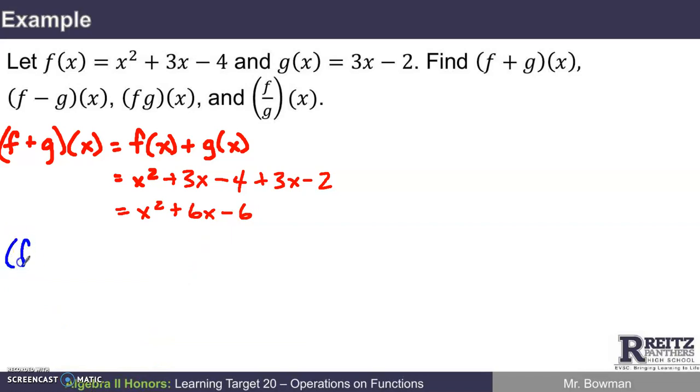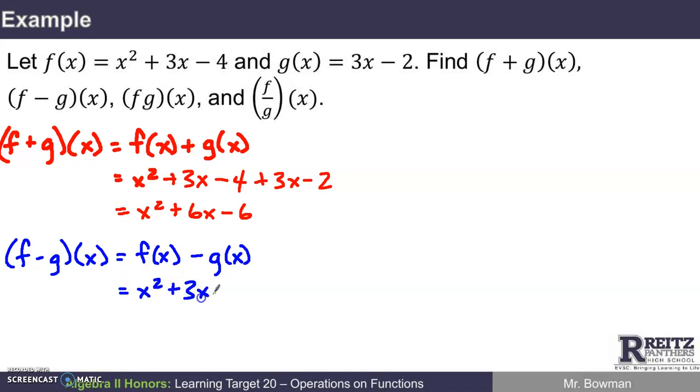If I wanted to do f minus g, all I need to do here is take f of x and subtract g of x. So here I need x squared plus 3x minus 4. And I need minus the entire function g of x. Sometimes I've found students will get really sloppy here and they'll only put the minus sign without parentheses. You need f minus all of function g. So what that's really going to give you here is x squared plus 3x minus 4 minus 3x plus 2.